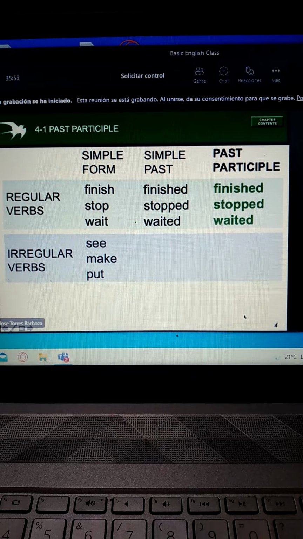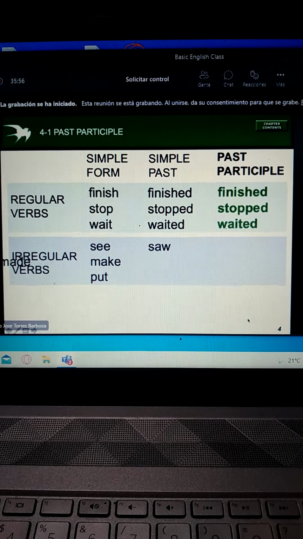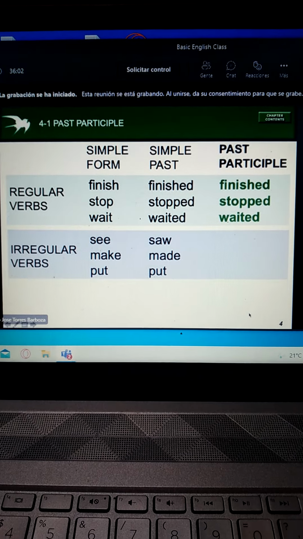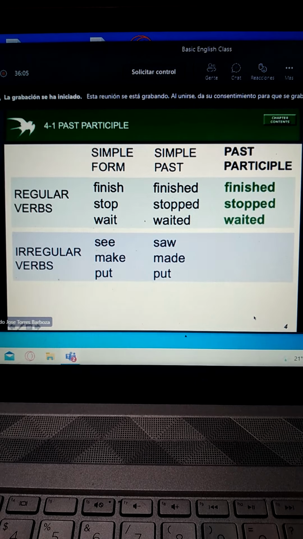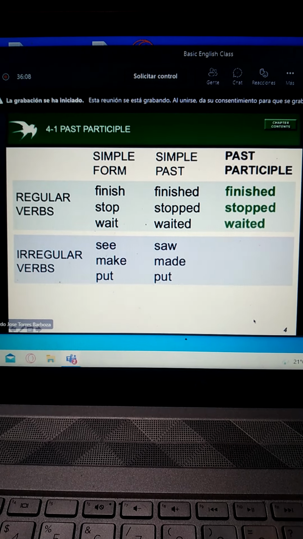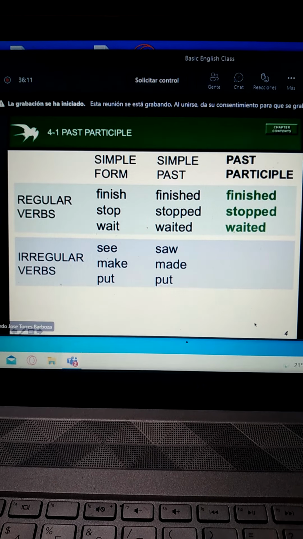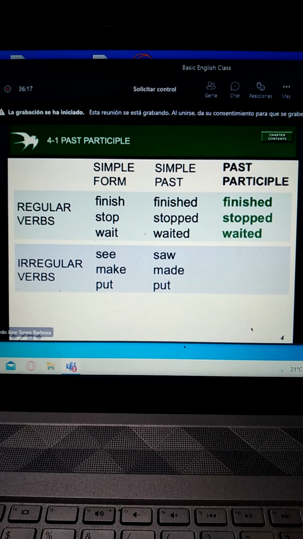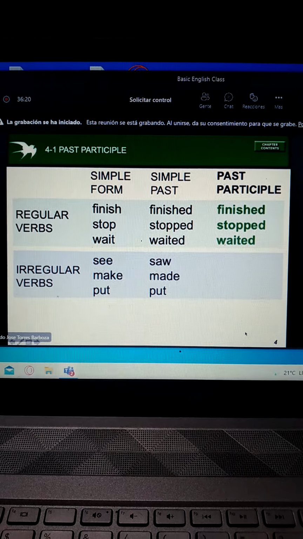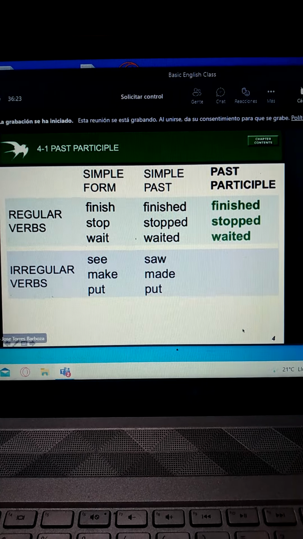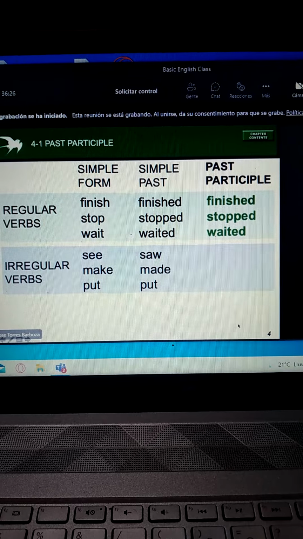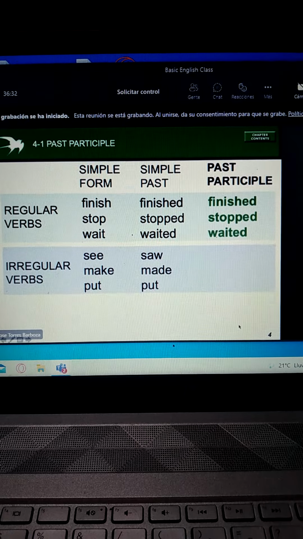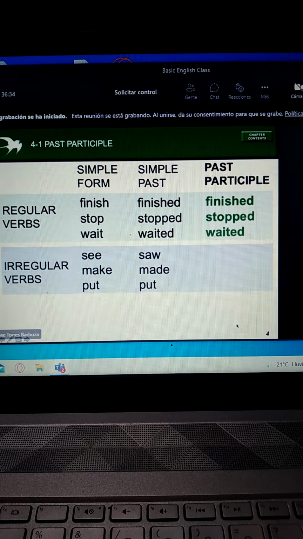That's the past participle of regular verbs. But what happens with the irregular verbs? Remember, the simple past of see is saw. The simple past of make is made. And the simple past of put is put. But what happens with the past participle? We have to check the list. Remember the list that you have in the booklet of the second module? There you have the list of irregular verbs, and the past participle is the third column.